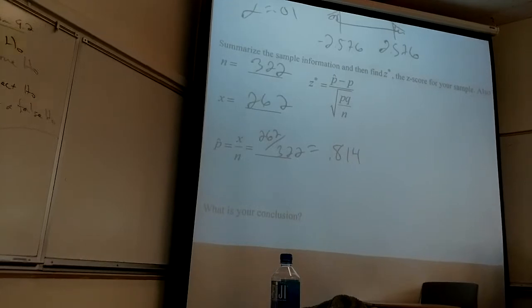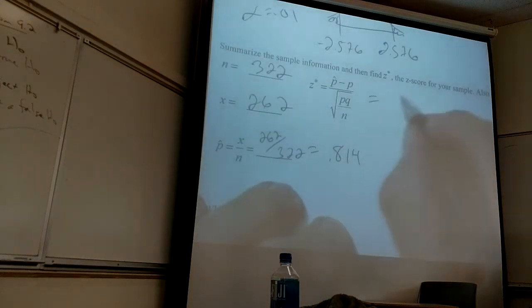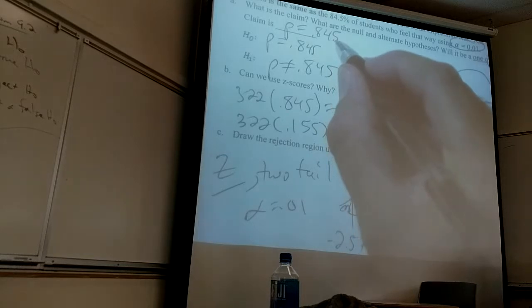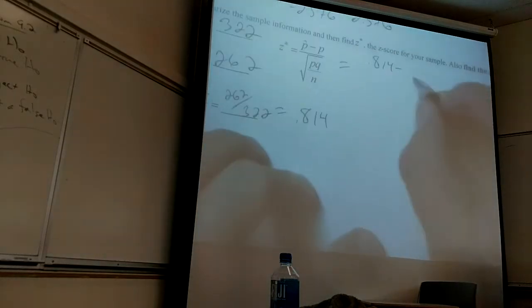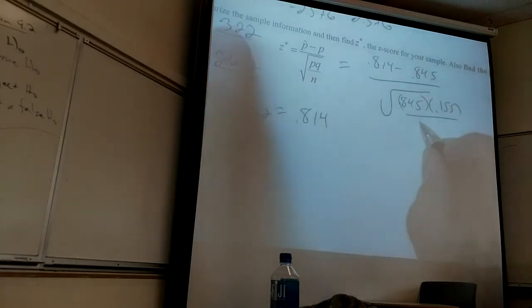Is that right? That's the same first step as in a confidence interval for a percentage problem, right? We're finding p hat. Do I need to figure out what q hat is? No, I don't need it. You can if you want to, but I just don't need it. So z star is p hat, 0.814, minus p. What's p? 0.845. Yeah, good. We're assuming this is the actual middle. 0.845 divided by the square root of 0.845 times 0.155 all over 322.